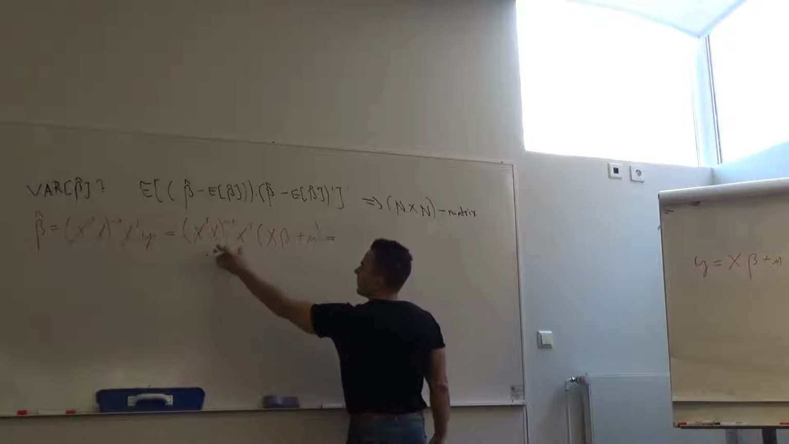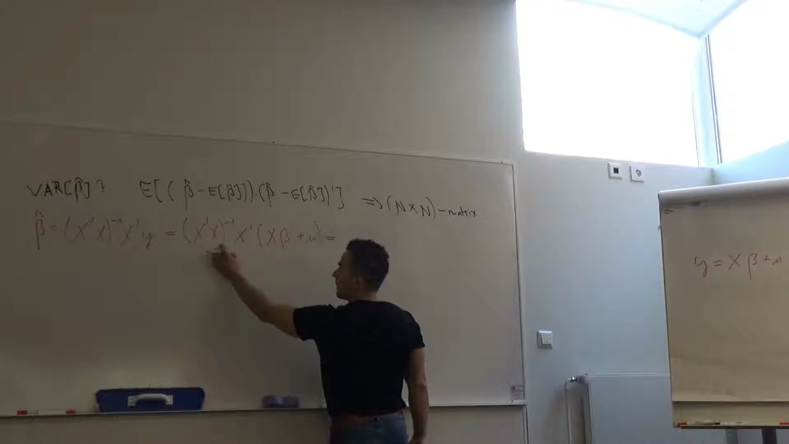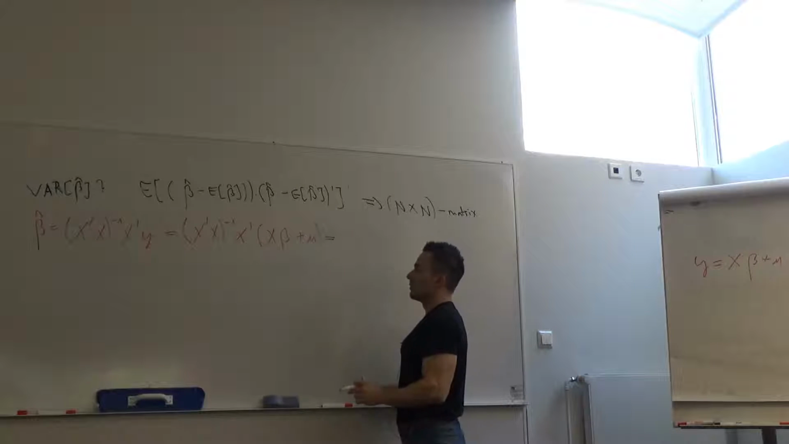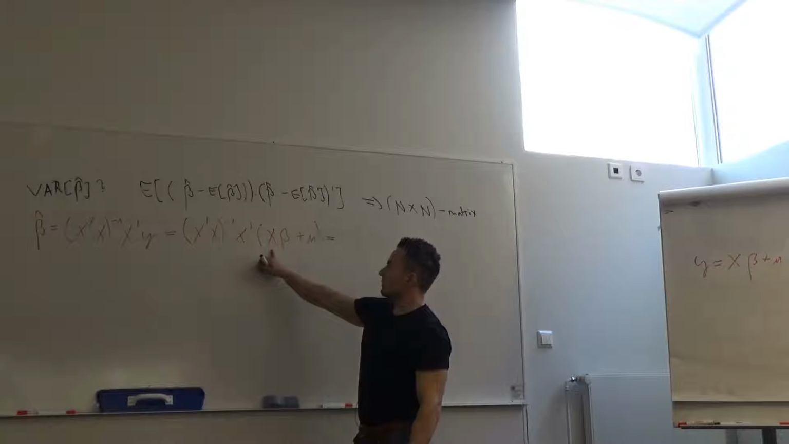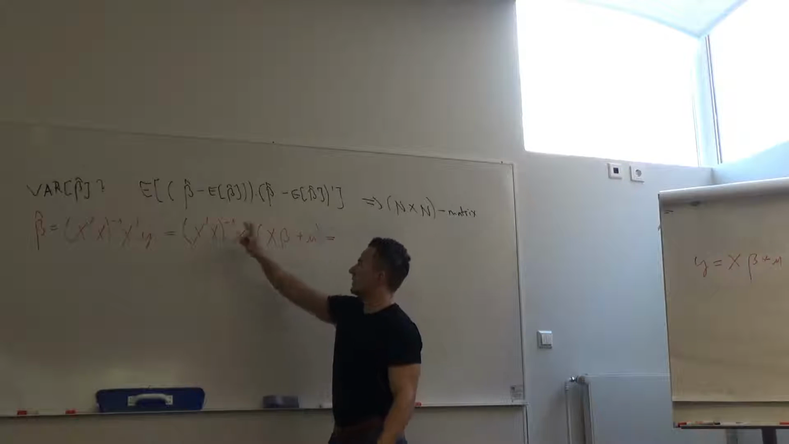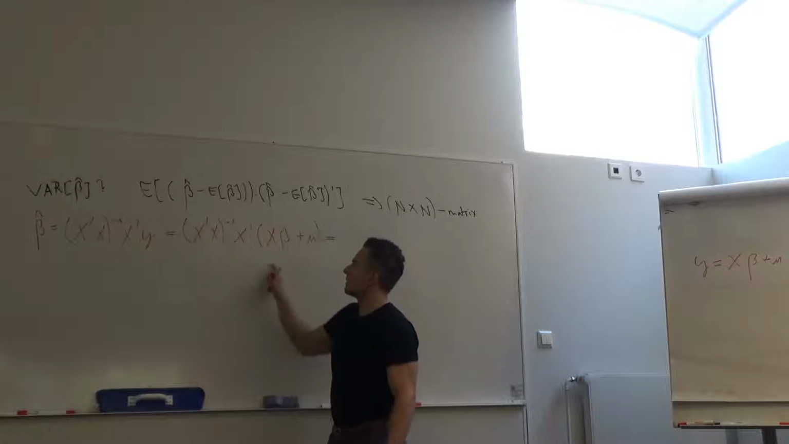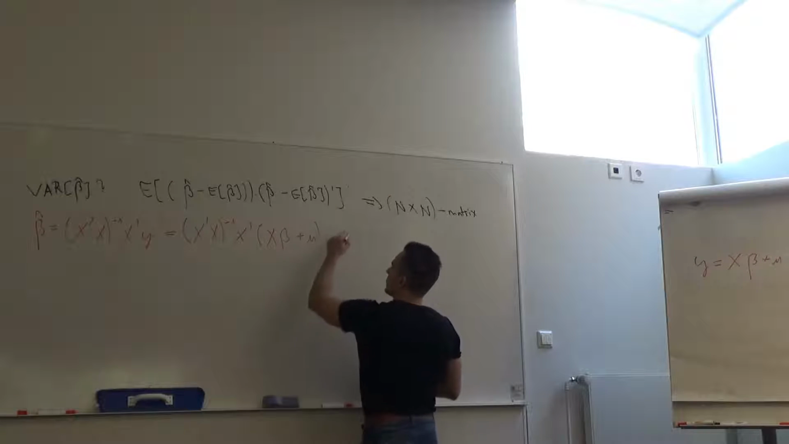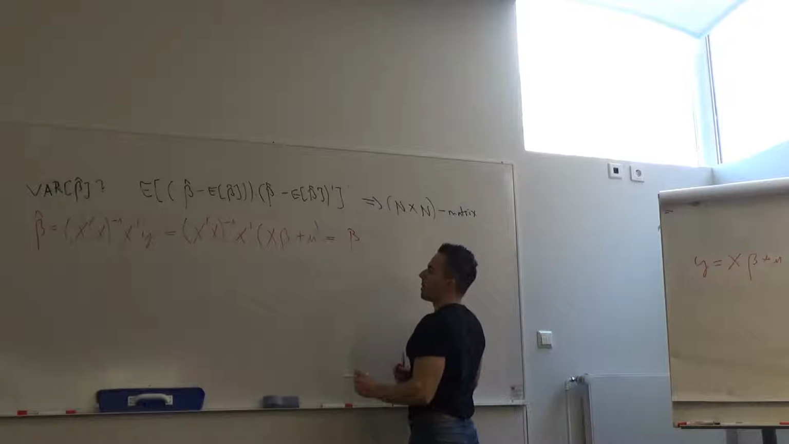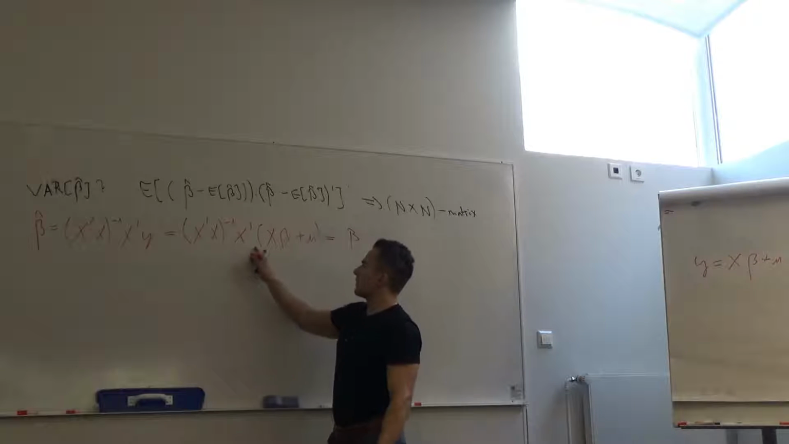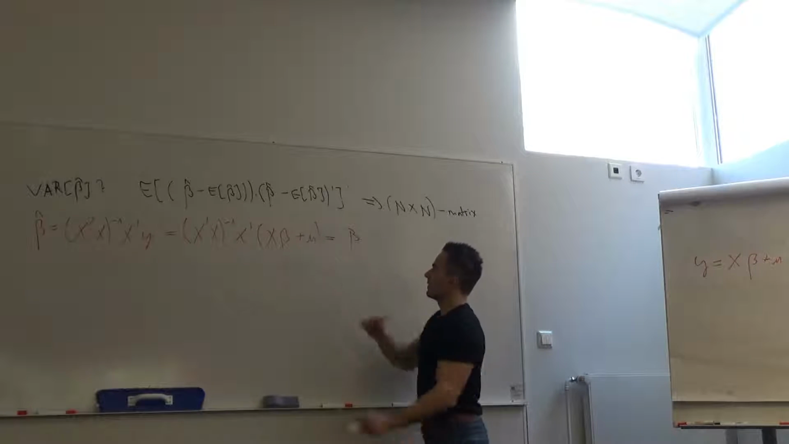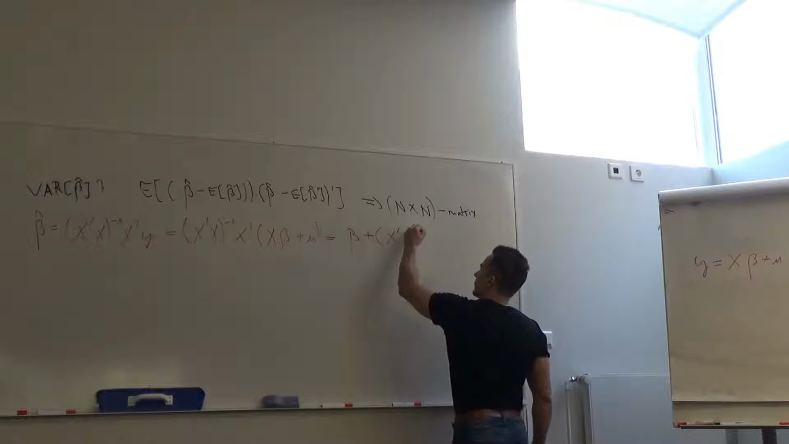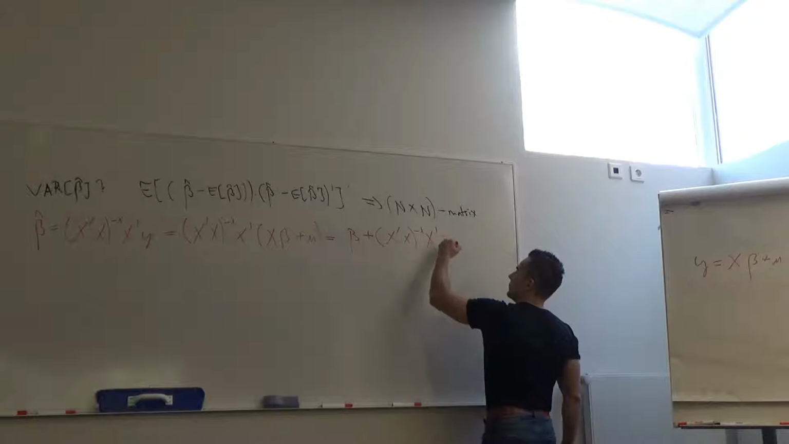So what we get here is x prime x inverted times x prime x. What we get here is the identity matrix, because we multiply a matrix product with itself inverted. Identity matrix times beta, which is simply beta. And we get this expression times the error vector plus x prime x inverted times x prime u.